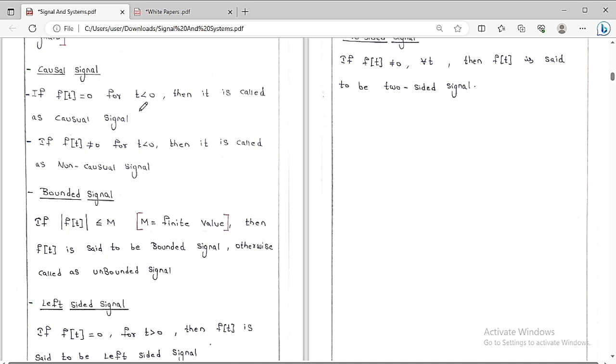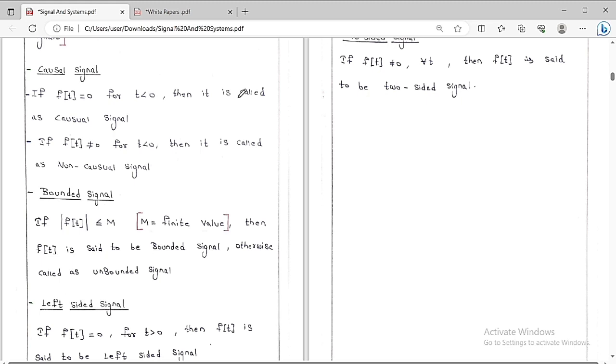If f of t is equal to 0 for t less than 0, then it is called a causal signal. If f of t is not equal to 0 for t less than 0, then it is called a non-causal signal. So what's the meaning of a causal signal? Causal signal means for t less than 0, its value should always be equal to 0. Then only we can say it is a causal signal.